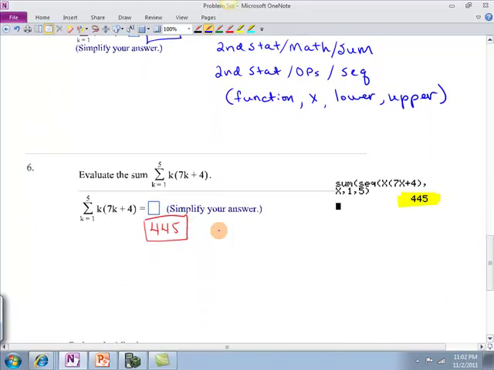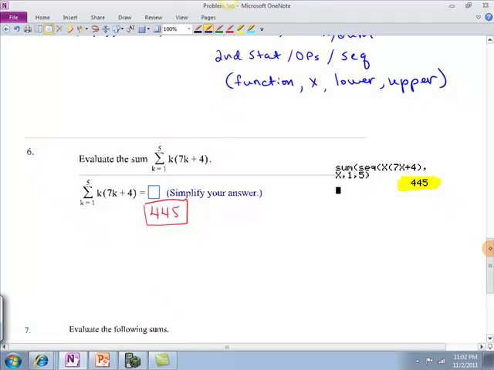You do the same thing for this one, and I've given you a screenshot of how that looks. You would get 445.